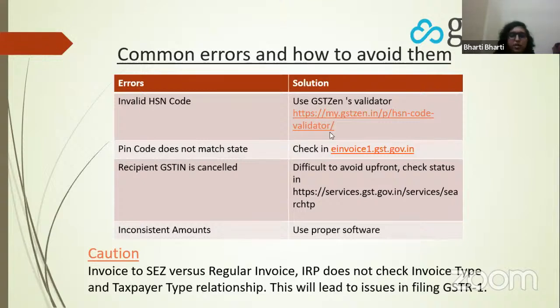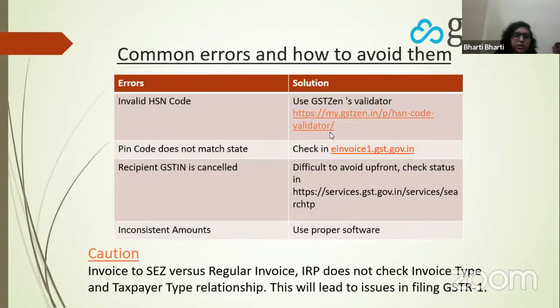Inconsistent amounts. The calculation might not be right. If you are using offline tools like Excel, you are calculating it yourself and generating the e-invoice. Sometimes there might be a human error and you give an incorrect amount. In that case, we recommend that you use proper software so that you can avoid human errors.